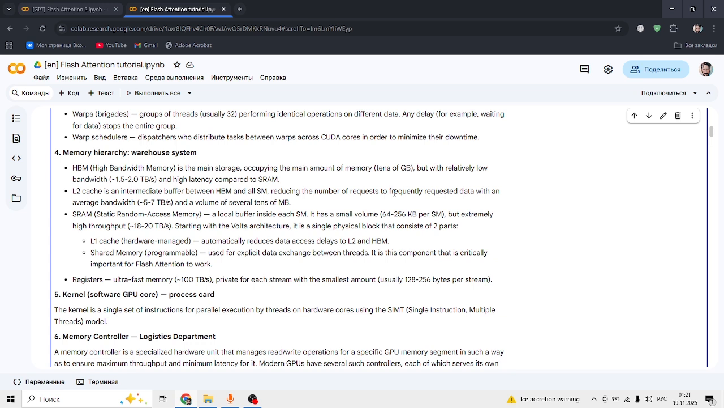What that means. Also there is such a thing as L2 cache. This is something intermediate between HBM and SRAM. This is used to reduce the number of requests, and its volume is several tens of megabytes. And the last thing is ultra-fast memory, called registers. This is very small memory, and it is not used directly in FlashAttention.